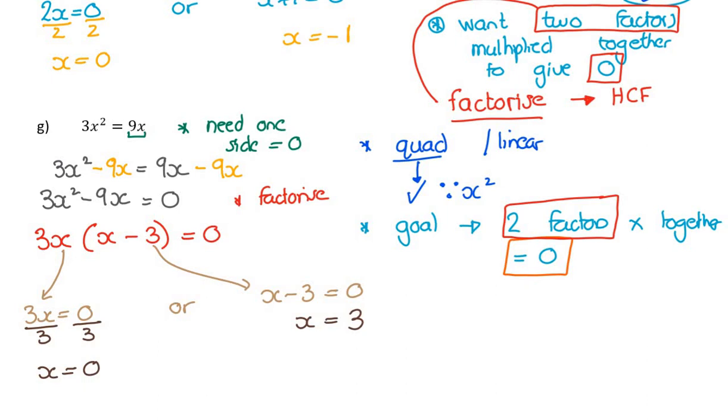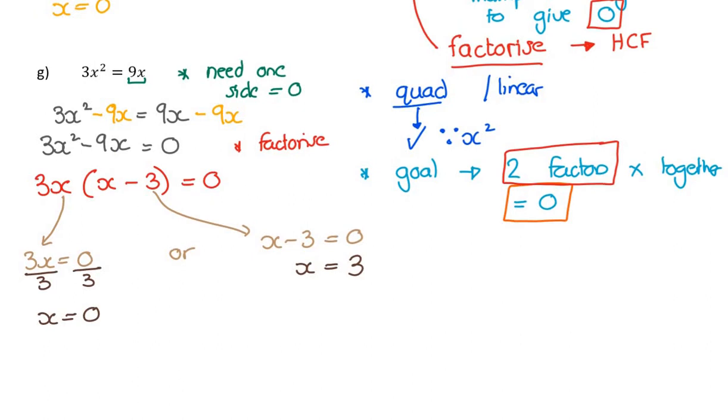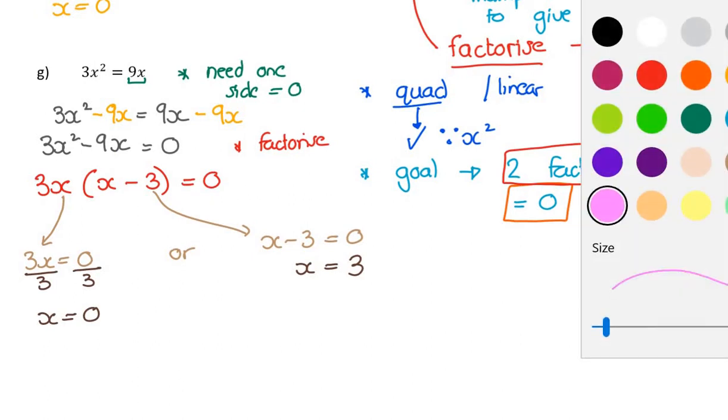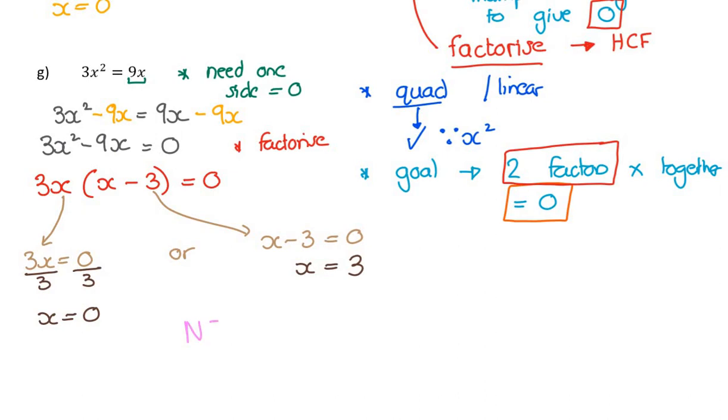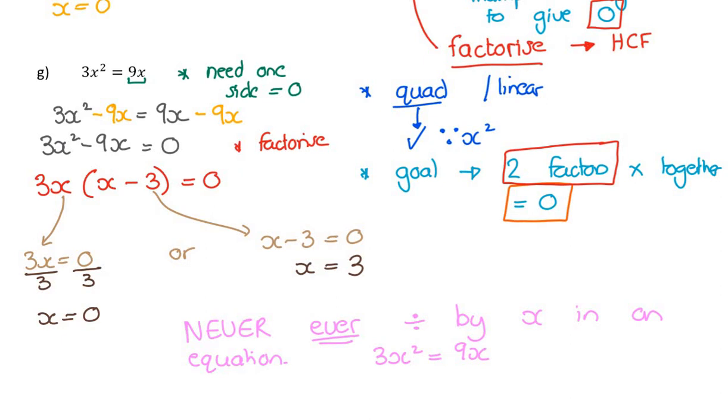Now very, very important here. So I'm going to write it in, I don't know what color to pick, purple. Never, ever, ever divide by a letter. Never ever divide by x in an equation. And let me quickly show you why. If we look at this example of 3x squared equals 9x, most of us will be tempted to divide by x because there's an x on both sides. Let's get rid of it.